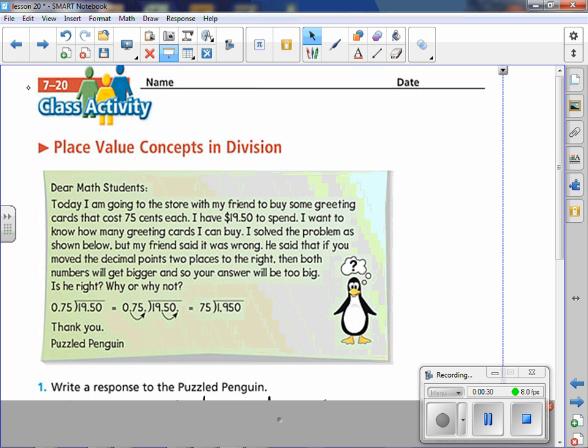Here's Puzzled Penguin. He says, today I'm going to the store with my friend to buy some greeting cards that cost 75 cents. I have $19.50 to spend and I want to know how many greeting cards I can buy. I solved the problem as shown below, but my friend said I was wrong. He said that if you move the decimal points 2 places to the right, then both numbers will get bigger, so your answer will be too big. Is he right or is he wrong?